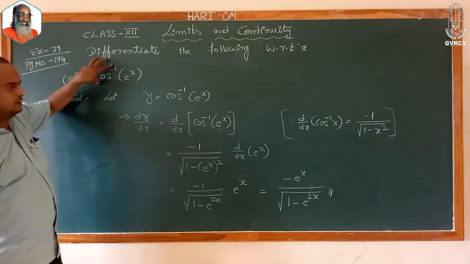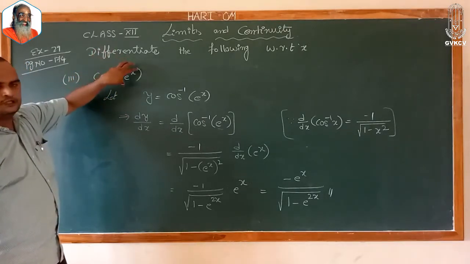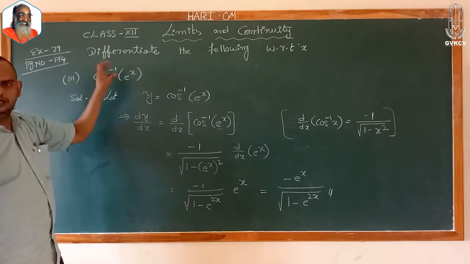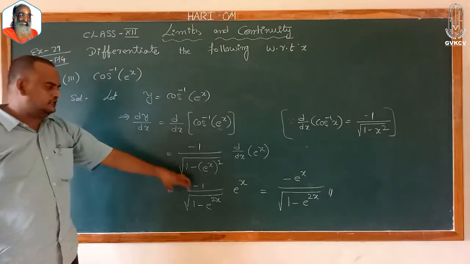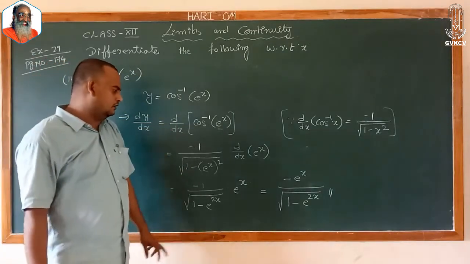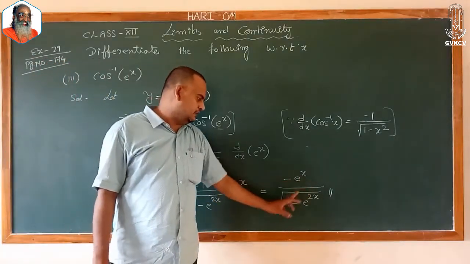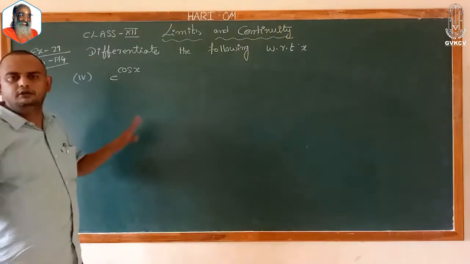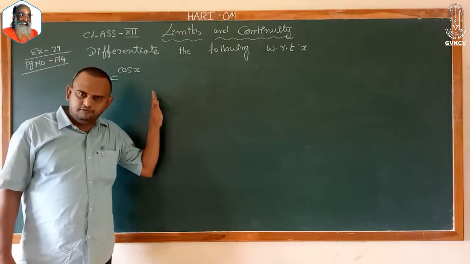So we have an inverse trigonometric function and also an exponential function. Function in a function, we apply the chain rule. Finally, we have minus e power x by square root of 1 minus e power 2x. Coming to problem number 4.